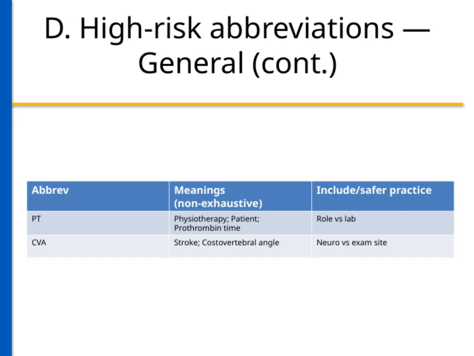Now, let's look at some common high-risk abbreviations that can cause confusion if we're not careful. On this slide, we see a table that highlights a few examples. For instance, PT can stand for physiotherapy, patient, or prothrombin time, depending on the context. It's crucial to understand whether we're talking about a role versus a lab test to avoid mix-ups. Similarly, CVA can mean stroke or costovertebral angle. When we see CVA in a neurological exam, we refer to stroke, but in physical exam documentation, it might refer to the area near the kidneys.